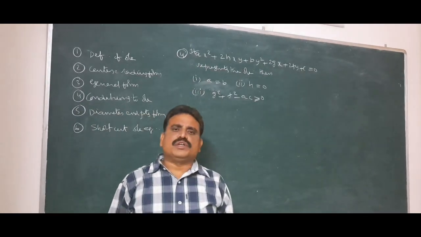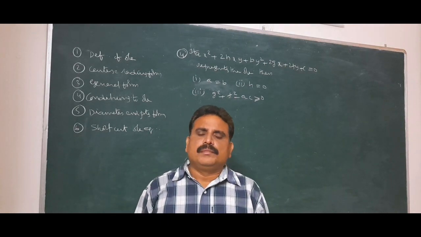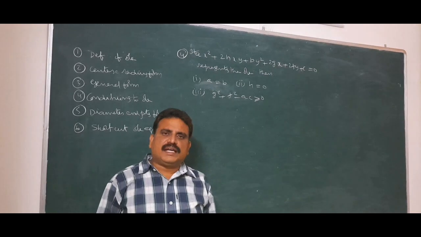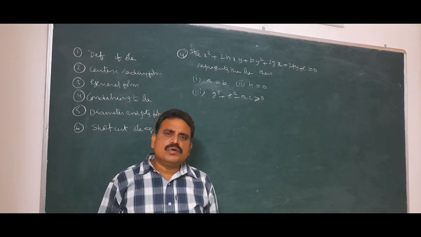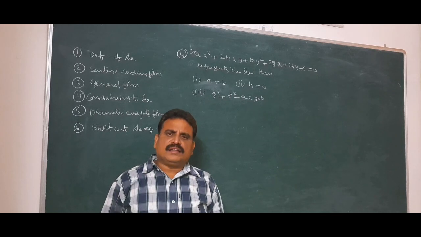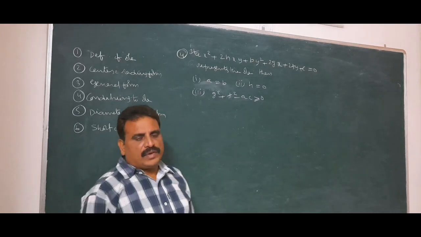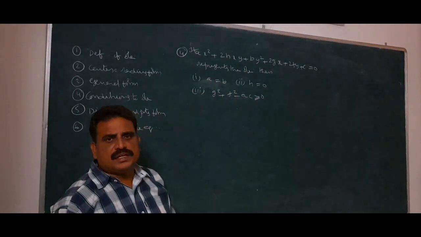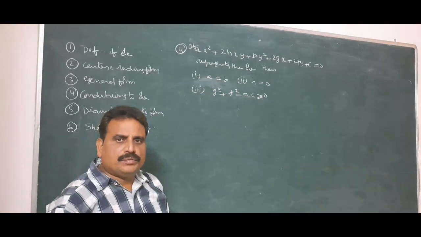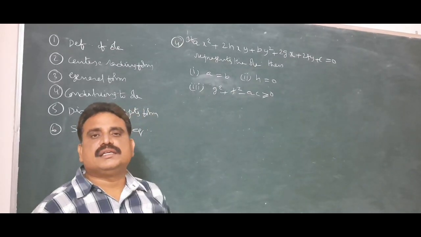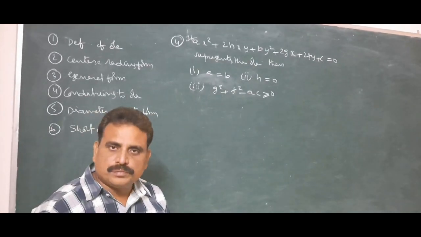If ax square plus 2hxy plus by square plus 2gx plus 2fy plus c equal to 0, the second degree non-homogeneous equation represents a circle. What are the conditions for that? First one is a equal to b. Second one is h equal to 0. Third one is g square plus f square minus ac greater than or equal to 0.